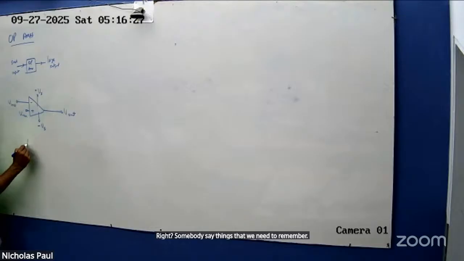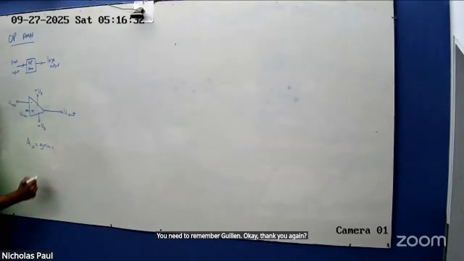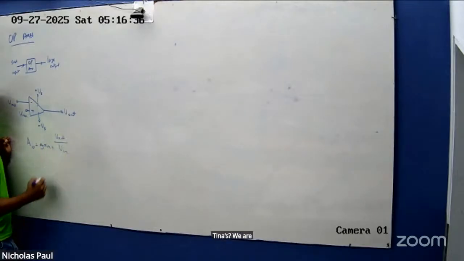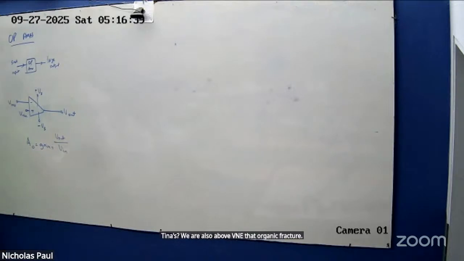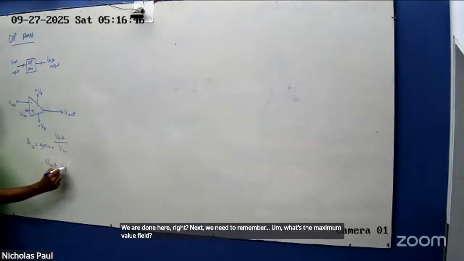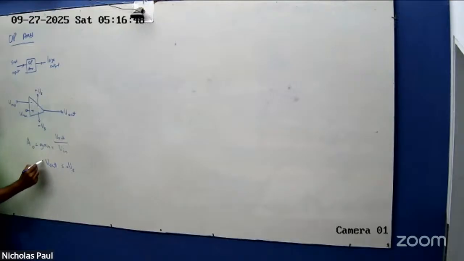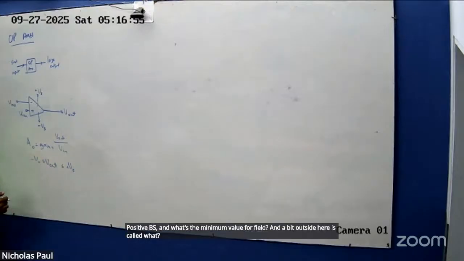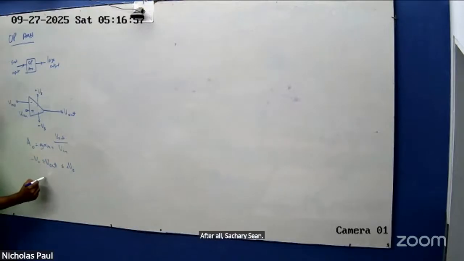You need to remember gain. What is gain again? Gain is V out over V in. Next, we need to remember what's the maximum value for V out? Positive VS. And what's the minimum value for V out? And if it's outside here, it's called what? Saturation, right?